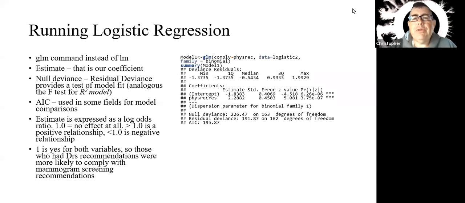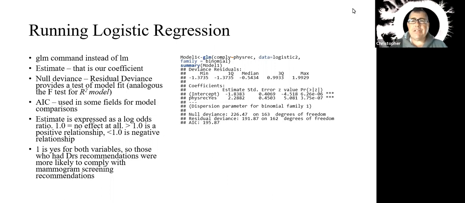You can see in the code, it's just predicting comply from physrec as we've done with regression a lot. We tell it the name of the data file is called Logistic II. Then we have to tell it the family of tests. The family of tests we're using is binomial, which just means that we're addressing dichotomous outcomes here. Going through what we have here, the estimate that we get, we see physrec, yes. And when we see physrec yes, we mean that it's being compared to no, so higher numbers would mean yes was associated with more of something.